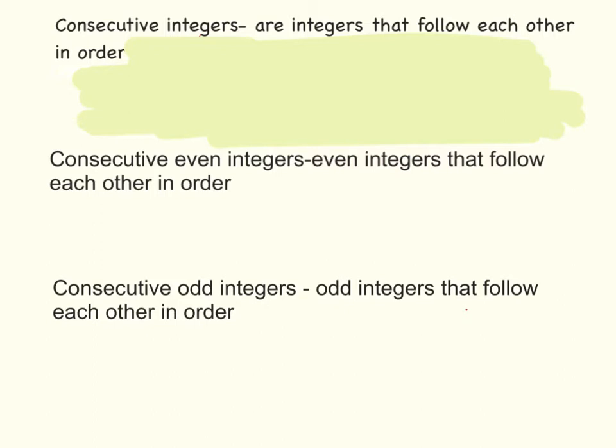Consecutive integers are integers that follow each other in order, and they can be consecutive negative and they can be consecutive odd. So an example of consecutive integers would be 1, 2, 3. Consecutive negative integers would be negative 1, 0, 1, 2. So when writing word problems using consecutive integers, we need variables. And the first variable is x, and x is always our first number.